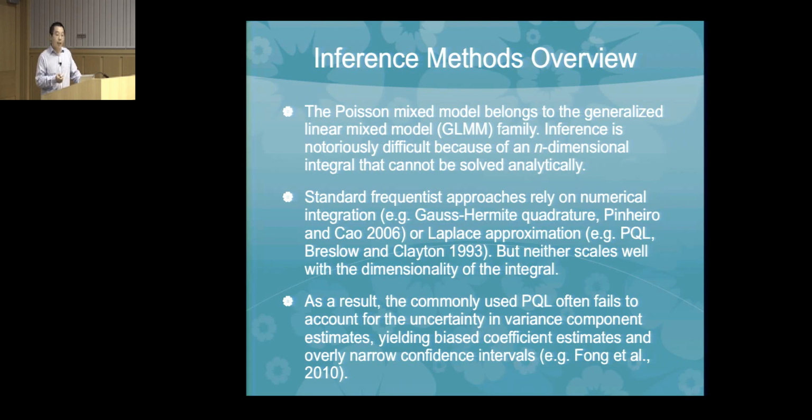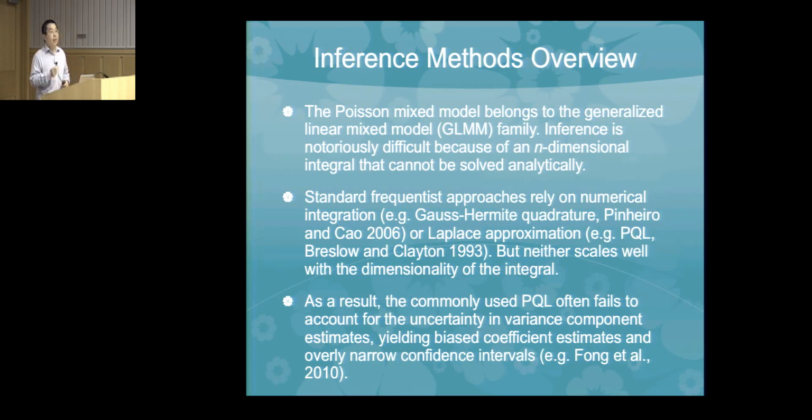There are some standard frequentist approaches we can use, including numerical integration based on Gauss-Hermite quadrature and Laplace approximation. But neither of those approaches scales well with the dimensionality of this integral, because once you have a huge dimension, neither numerical integration nor Laplace approximation is going to give you an accurate answer. Therefore, those commonly used methods, such as PQL, often fail to account for model uncertainty and can give you biased estimates.